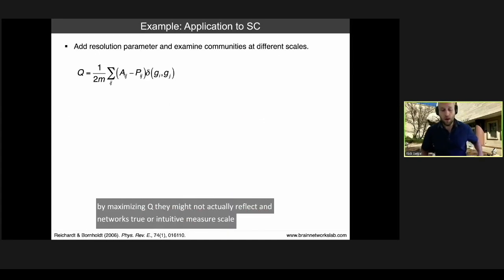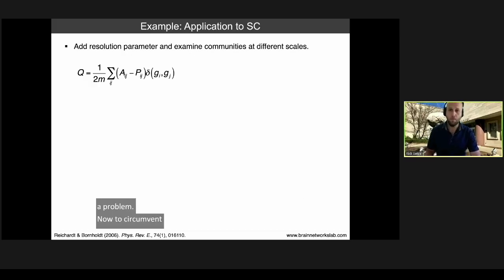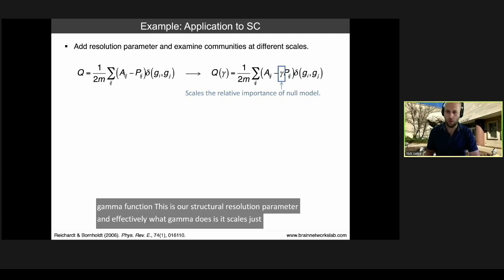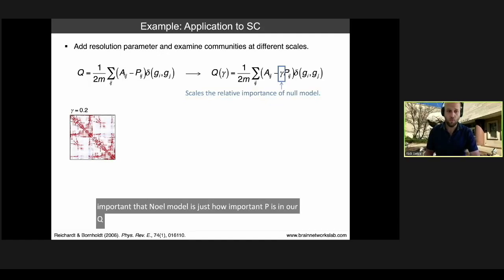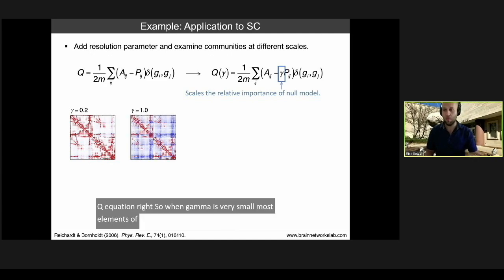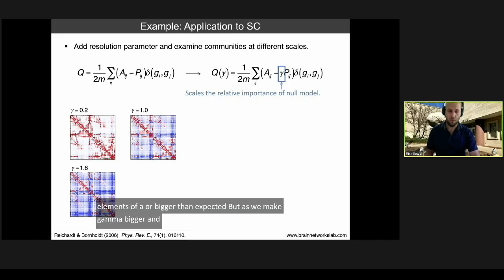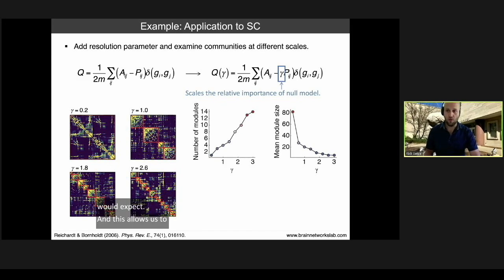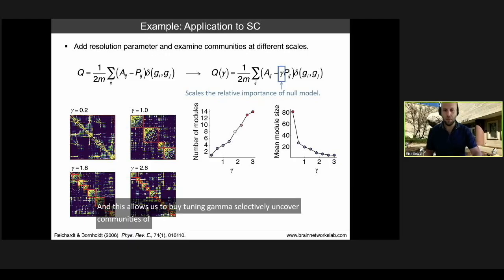So that's a problem. Now, to circumvent this, there's a simple solution, and it's to parameterize our modularity equation. So here on the left is modularity. And on the right, you'll notice I've added a gamma function. This is our structural resolution parameter. And effectively what gamma does is it scales just how important that null model is, just how important P is in our Q equation, right? So when gamma is very small, most elements of A are bigger than expected. But as we make gamma bigger and bigger, fewer elements in our observed matrix exceed what we would expect. And this allows us, by tuning gamma, to selectively uncover communities of different size and number. So as we make gamma bigger, the number of modules, the number of communities that we detect, increases, and their size decreases.